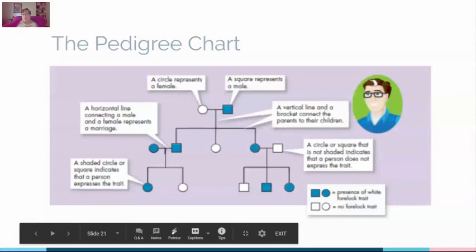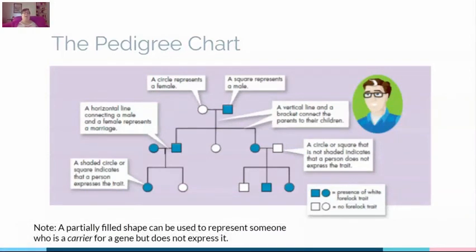This is a pedigree chart. And what you're seeing here is the way that a particular trait in this chart, the trait of having a white forelock in your hair, kind of like the one that I've got in my hair here, is passed down. So on this chart, you're going to notice some features. First of all, there are circles and squares. A circle represents a female member of this family, and a square represents a male member of the family.